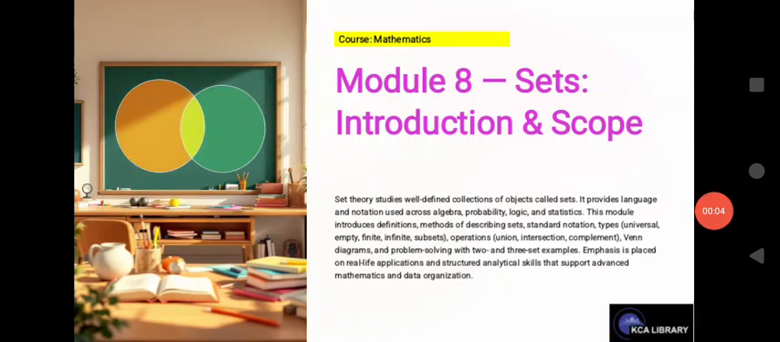Hello, you are in Module 8 of the Mathematics course. And in this module, we will be looking at set theory.